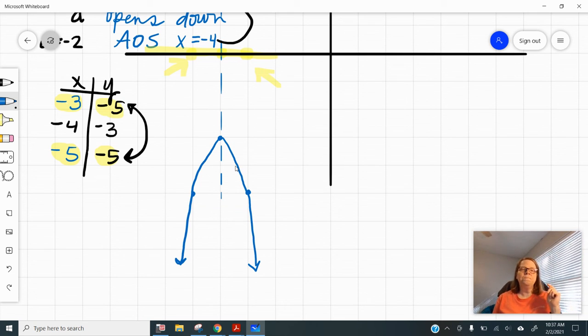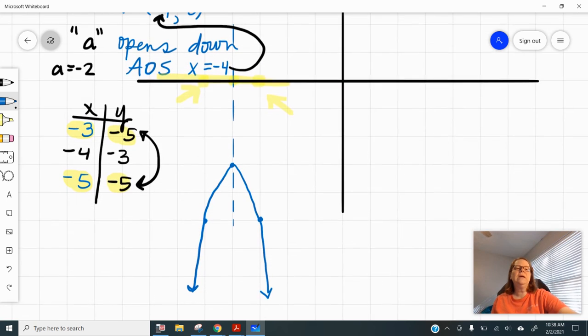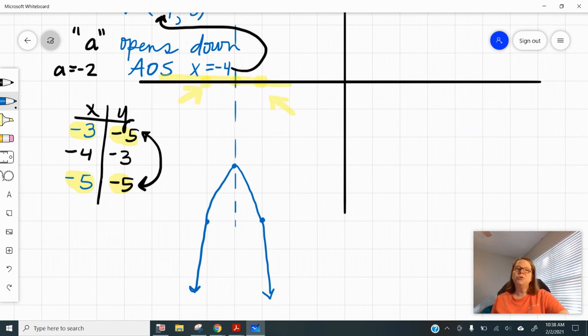Now, first of all, does that open downward? Yeah, that opens downward. So that helps us to see that we're probably on track. If we had gotten points and then our graph was opening upward, well, then we'd have to shake our heads and go, wait a minute, something's not right here. But it lines up with what we knew should be true because A was a negative. So it looks good. It's not beautiful, but it does the job.